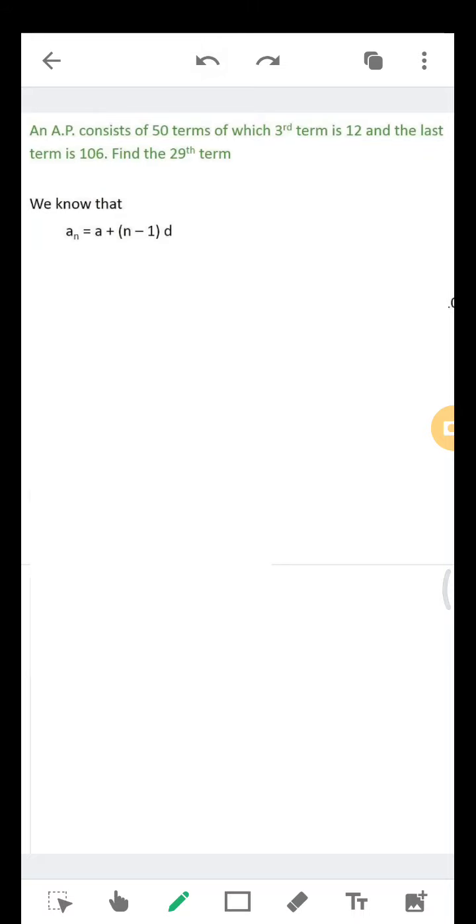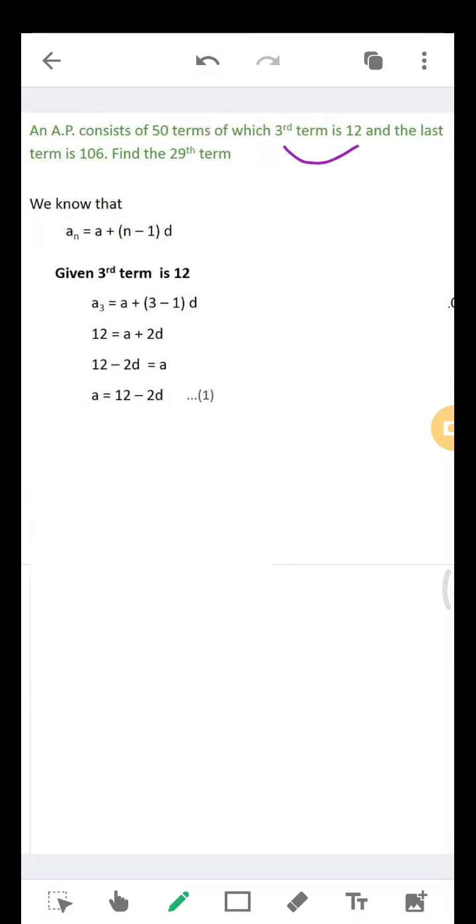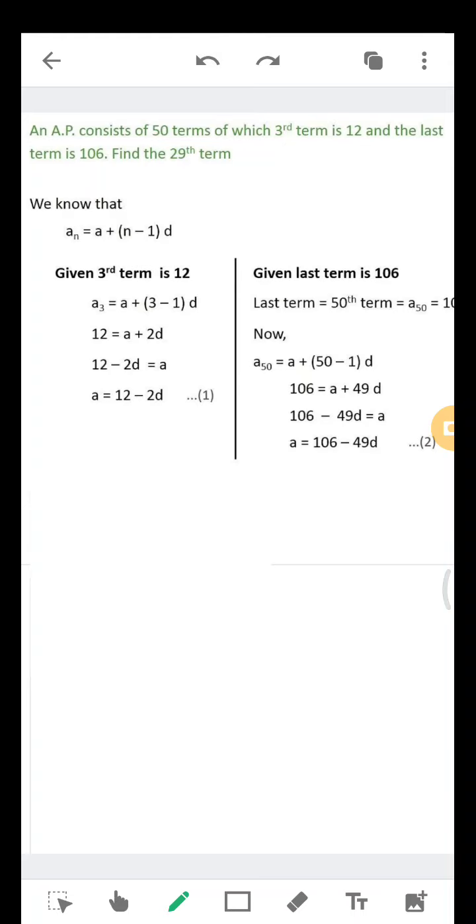I follow the same procedure. I'll get one equation from A3, that is A3 is 12, so A plus 2D is equal to 12 and A is equal to 12 minus 2D. Then again I'll use the last term given, that is A50, I can write A plus 49D. A plus 49D is equal to how much? It's given 106.